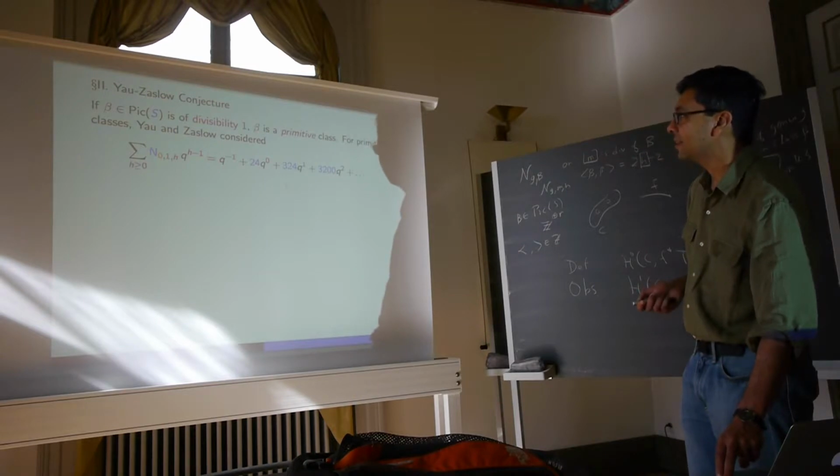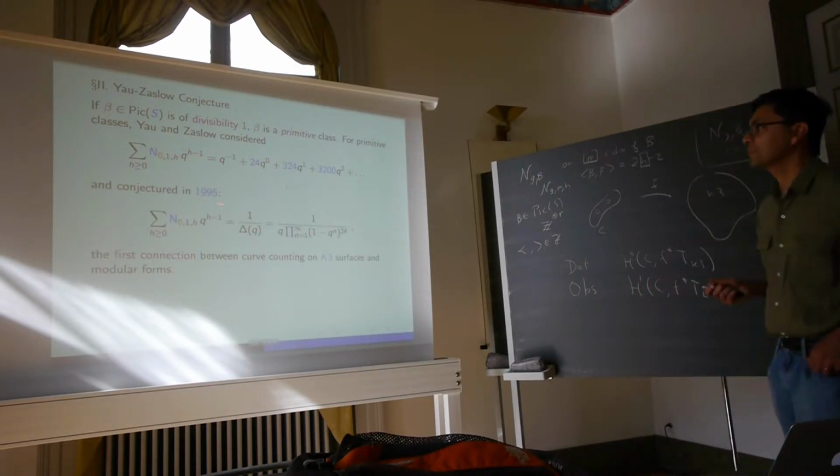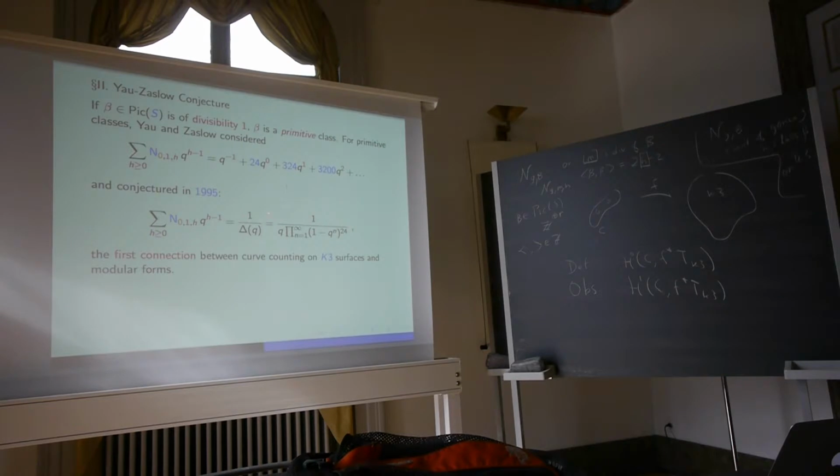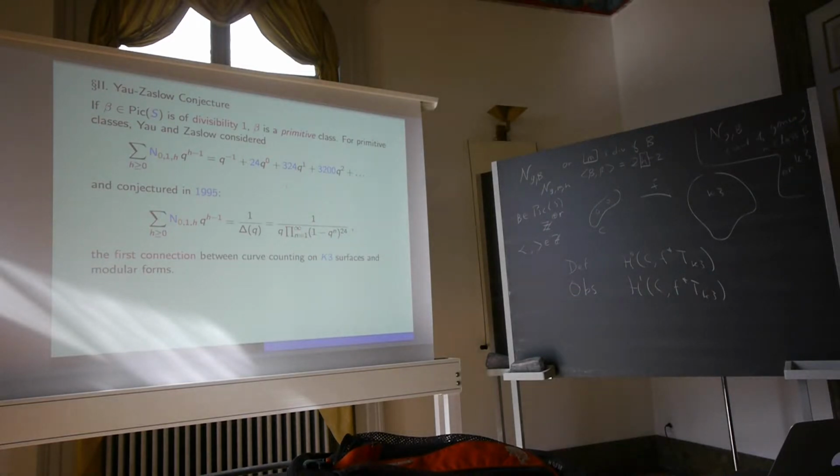But what came out of this was a conjecture. This is 1995. You take this series; it comes from the cube expansion of the discriminant, this modular form. And it is true that if you take this and you do the cube expansion, you get these numbers. This is an amazing fact that was not noticed before.